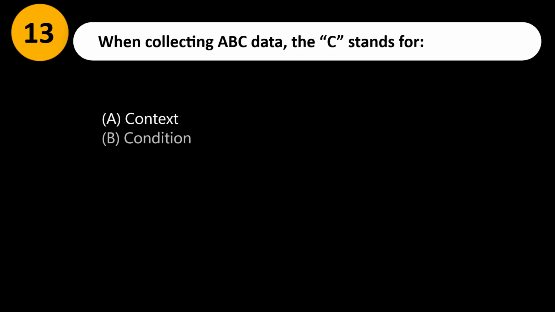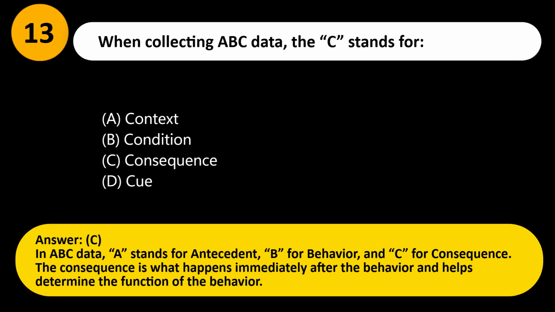When collecting ABC data, the C stands for A. Context. B. Condition. C. Consequence. D. Cue. Answer: C. In ABC data, A stands for antecedent, B for behavior, and C for consequence. The consequence is what happens immediately after the behavior and helps determine the function of the behavior.